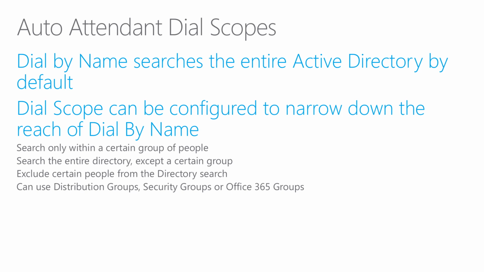So dial scopes. Dial scopes are something you should definitely configure. A dial scope determines the search area for your auto attendant. If you set up your dial scope correctly, this will prevent people from dialing in and finding your CEO and being redirected to your CEO. You can either exclude a group using a dial scope or only include a specific group.